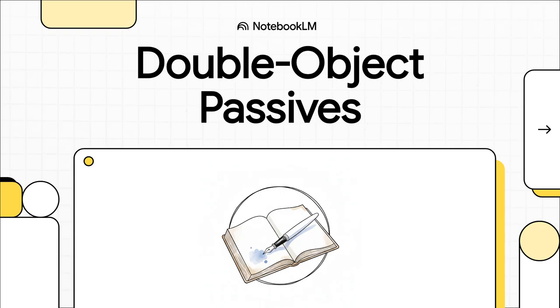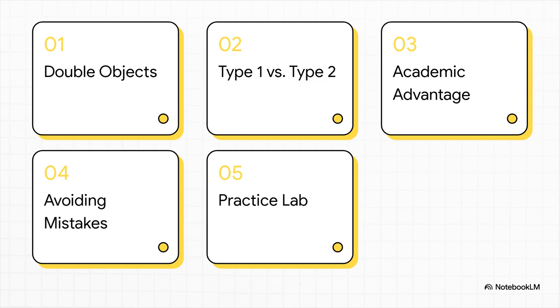Welcome to this explainer. Today, we're turning your screen into a digital blackboard to completely demystify double object passives. If you've ever felt like your academic or professional sentences lack a certain sophisticated punch, well, you're in the exact right place. We're going to target a very specific C2 level grammar structure that is literally going to transform the way you communicate. Here's a quick look at our syllabus for today.